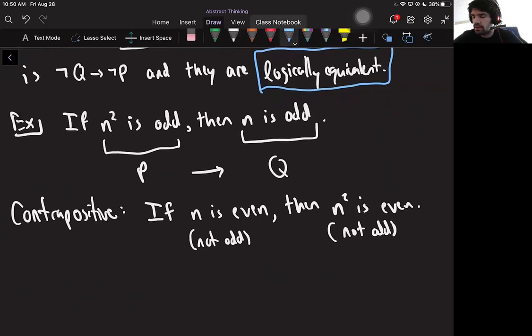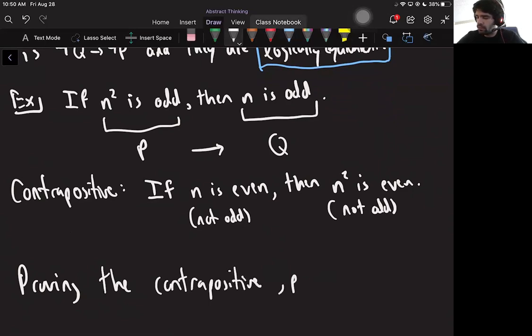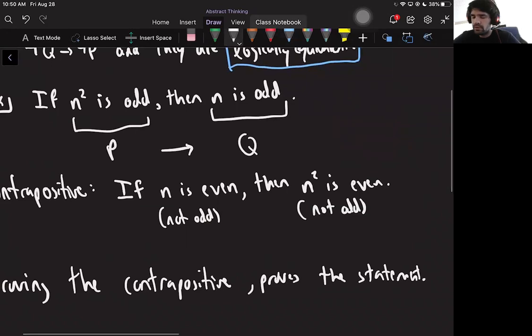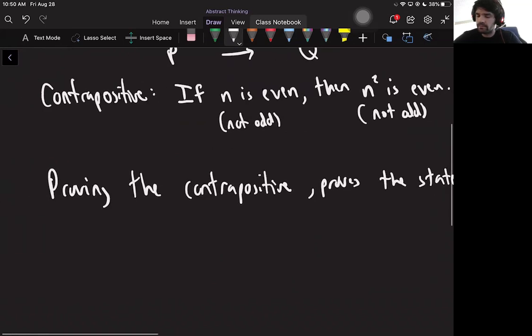So if one is true, so is the other, and vice versa. And what that means is if I can prove one, then I automatically prove the other. So proving the contrapositive proves the statement automatically. So what you do is you look at the contrapositive and you just do a direct proof of that if it's easier. So prove it if it's easier to prove.